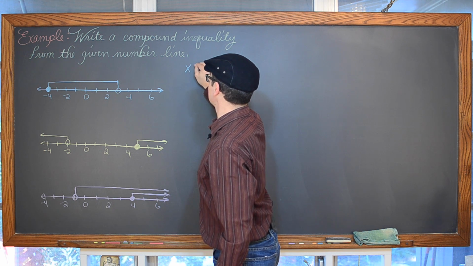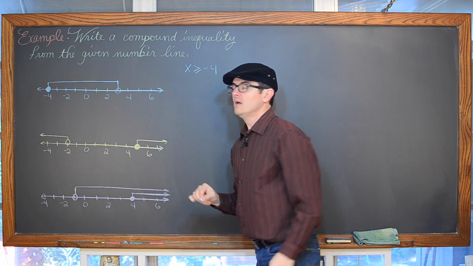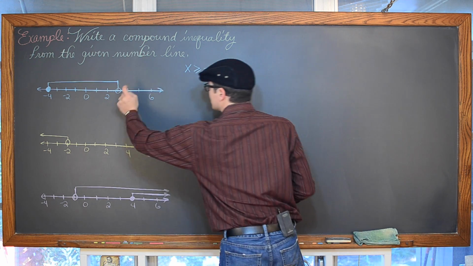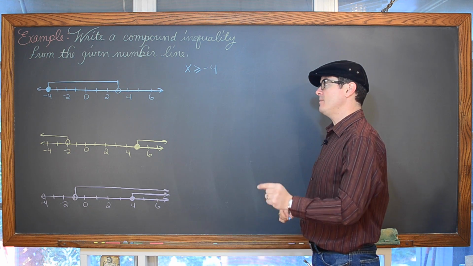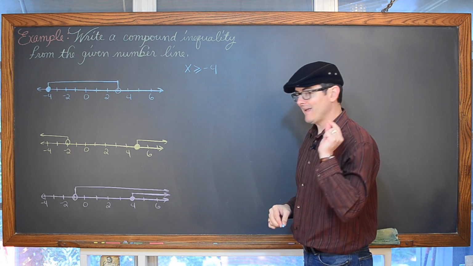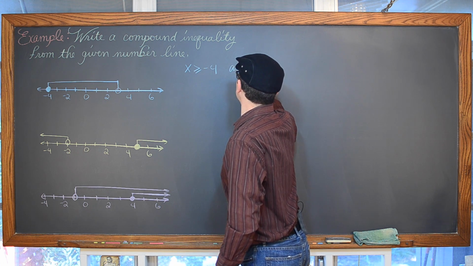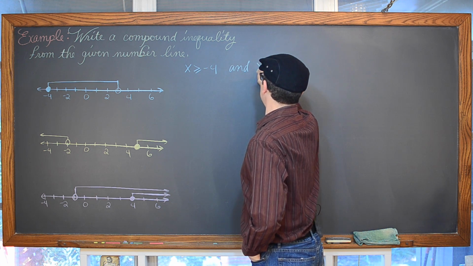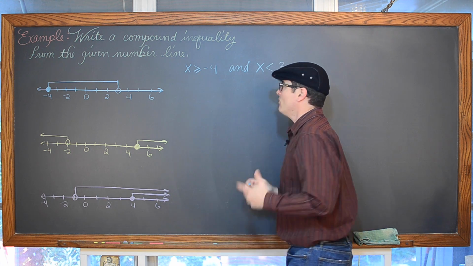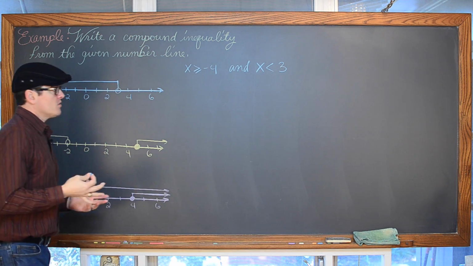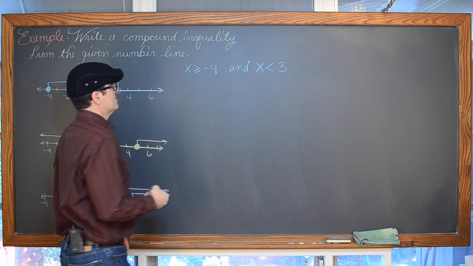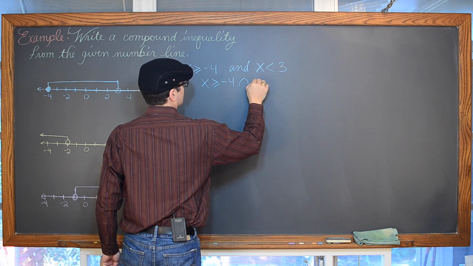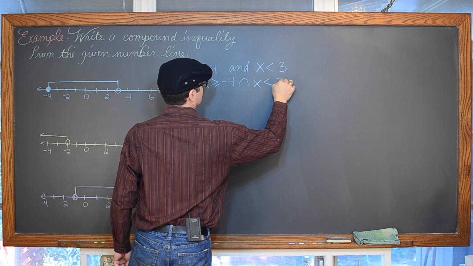We could say x is greater than or equal to -4, but it doesn't start at -4 and go to the right forever, does it? No, it stops at 3. So these values need to be greater than or equal to -4, and these values need to be less than, well, let's try that with the x first. X is less than 3. Well, that's one way of writing our answer. Another way of writing this answer is we could use set notation and say that x needs to be greater than or equal to -4 and x needs to be less than 3.